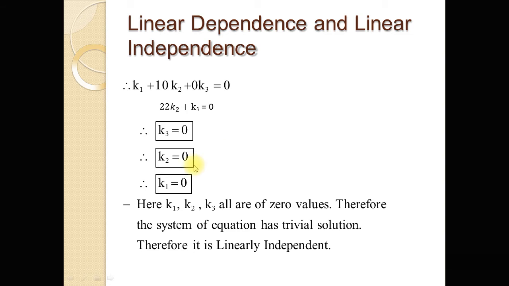So in the system, the scalars k1, k2, and k3 have only the trivial solution. So in this case, the vectors are linearly independent.